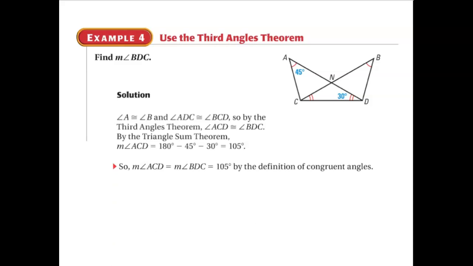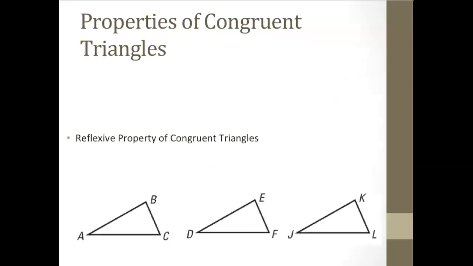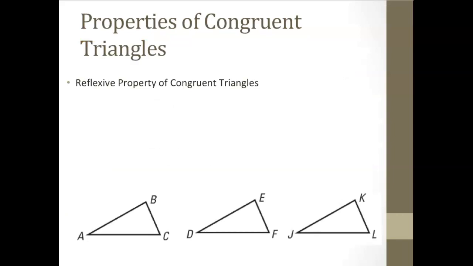All right, the last thing we're going to go over are some properties of congruent triangles. First is what we call the reflexive property of congruent triangles. So down below here, we have three triangles, ABC, DEF, JKL. So for any triangle, triangle ABC must be congruent to triangle ABC. So any triangle is congruent to itself. That's called the reflexive property.